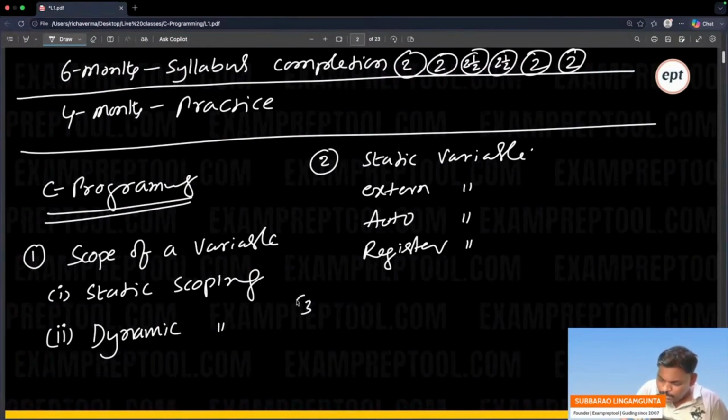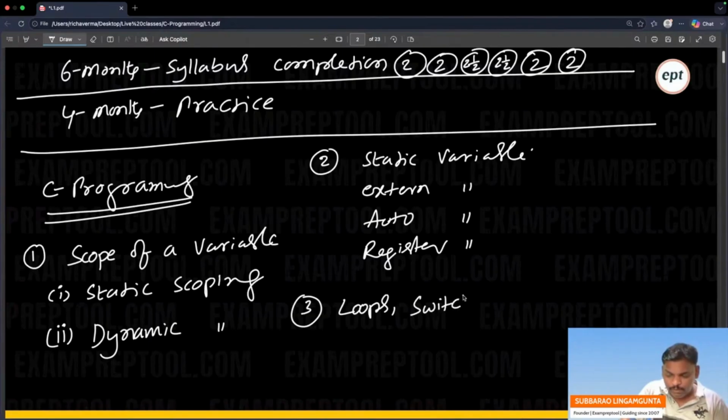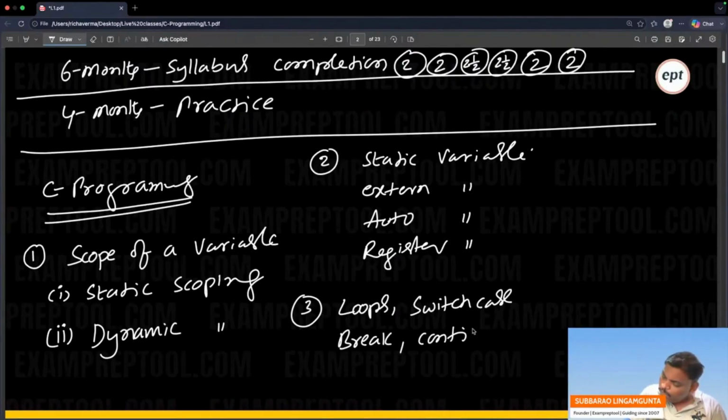Third part, we will talk a little bit about loops and switch case. And one more thing, break statement, continue. These keywords we will talk about. That's the third chapter.